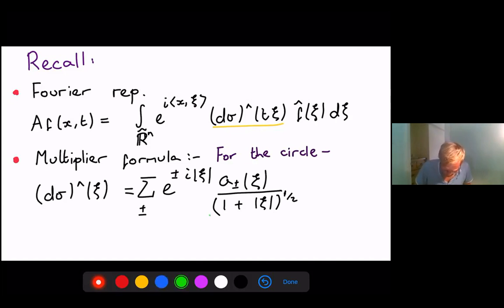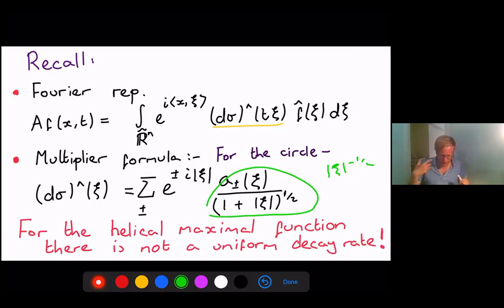And you remember that there's this |ξ|^(-1/2) decay. An important feature of this multiplier for the circle is that it doesn't matter which direction you go in in Euclidean 2-space, you always have the same rate of decay. Now, this property does not hold at all when you're dealing with the helical maximal function. There are certain directions in R^3 in which you can travel where the multiplier is decaying at one rate, and other directions where it's decaying at a different rate, and you have to take this into account. This is an essential difference between the two problems.